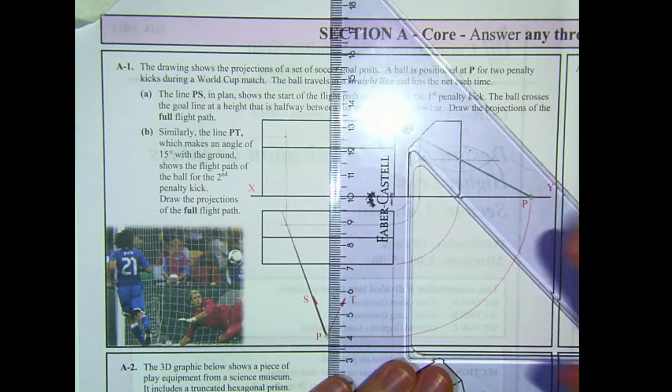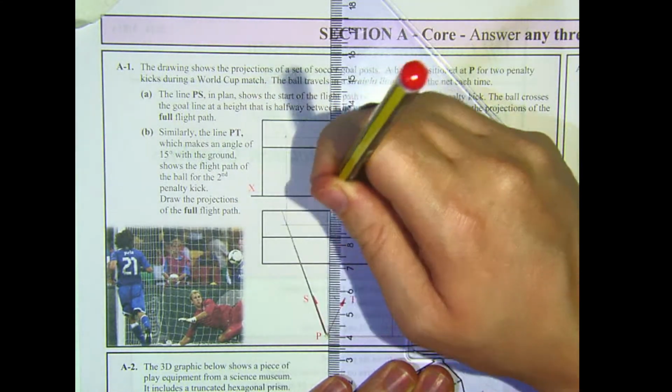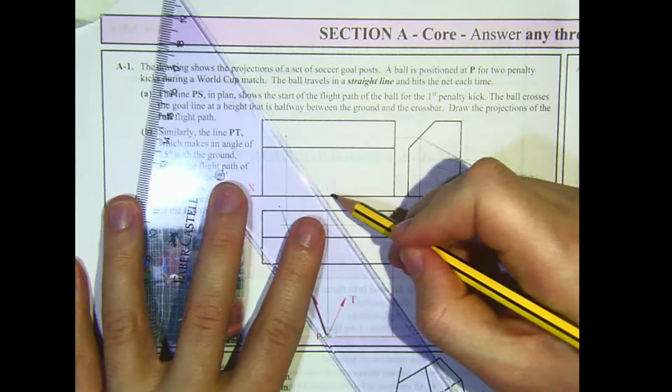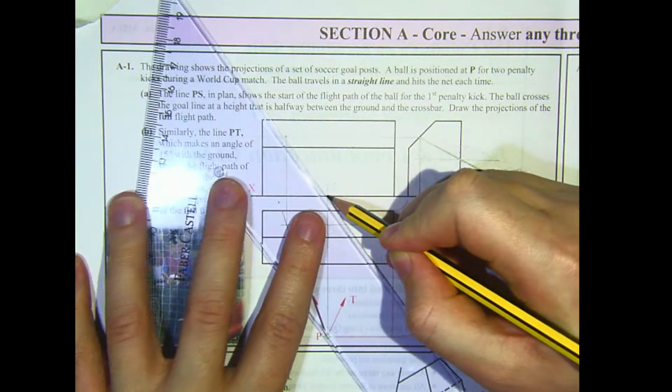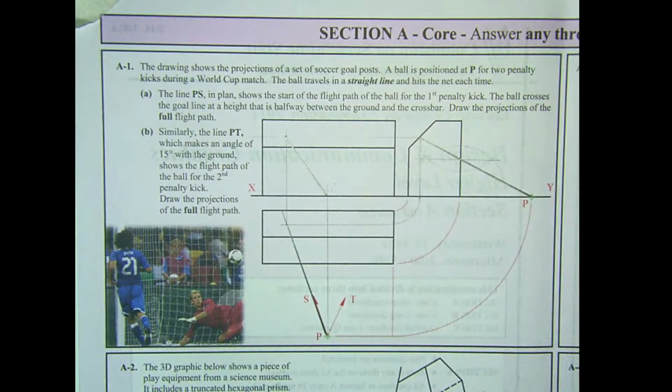Now we just need to remember that we need to draw in the full flight path in all of the views. So this here is point P in the elevation, and that's the flight path of the ball in the elevation.